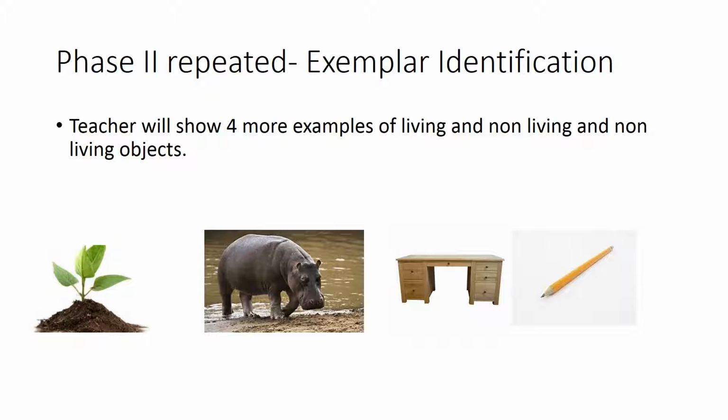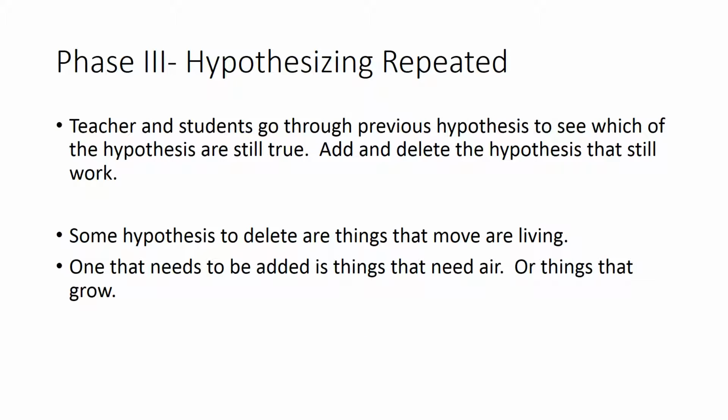Then we repeat phase 2. We look at 4 more examples of living and non-living things. We're looking at plants, a hippo, a desk, and a pencil in this example set. Then we repeat the hypothesis phase.